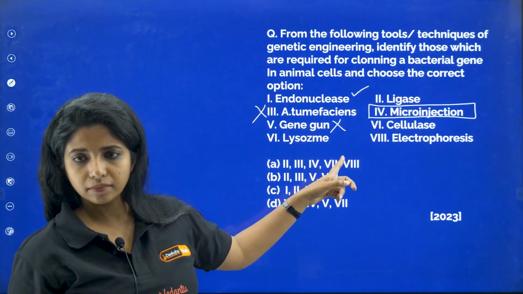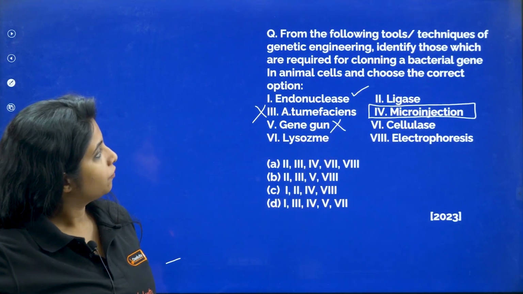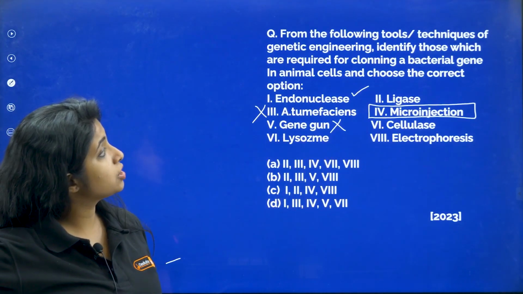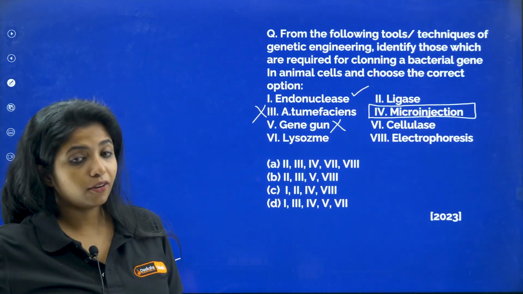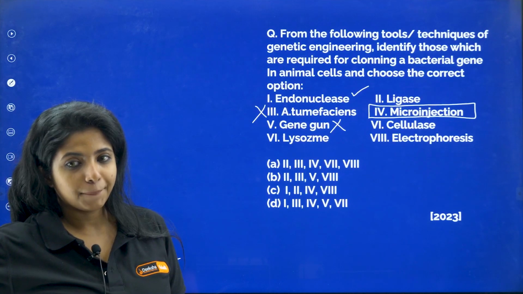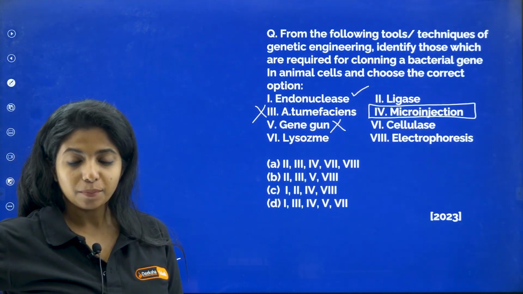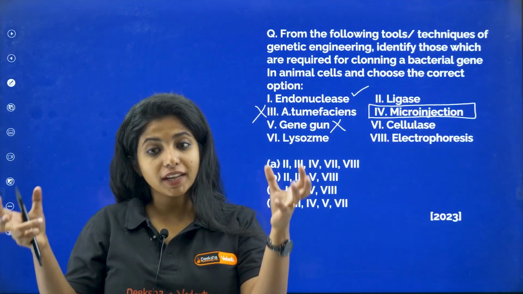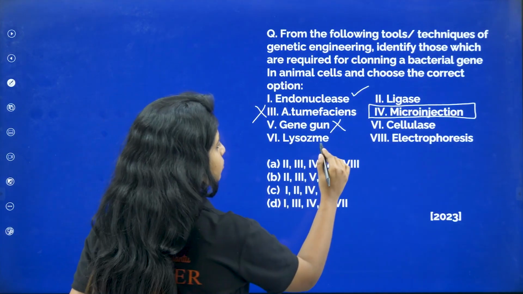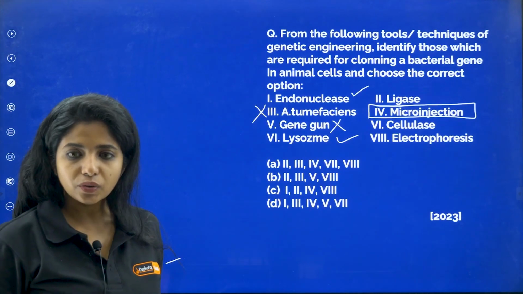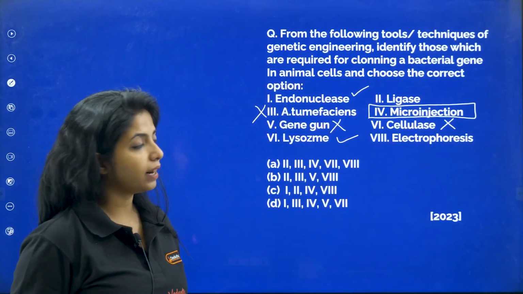Do you need lysozyme? Actually, it's not lysosome, it's lysozyme, which is required for cloning a bacterial gene in animal cells. Lysozyme required or not? You tell me. From the bacterial gene, that means you have to take it from bacteria. So for breaking down the bacterial cell, what do you need? You need lysozyme. So this is definitely required. Do you need cellulase? No. Cellulase is in plant cells. You do not require that.